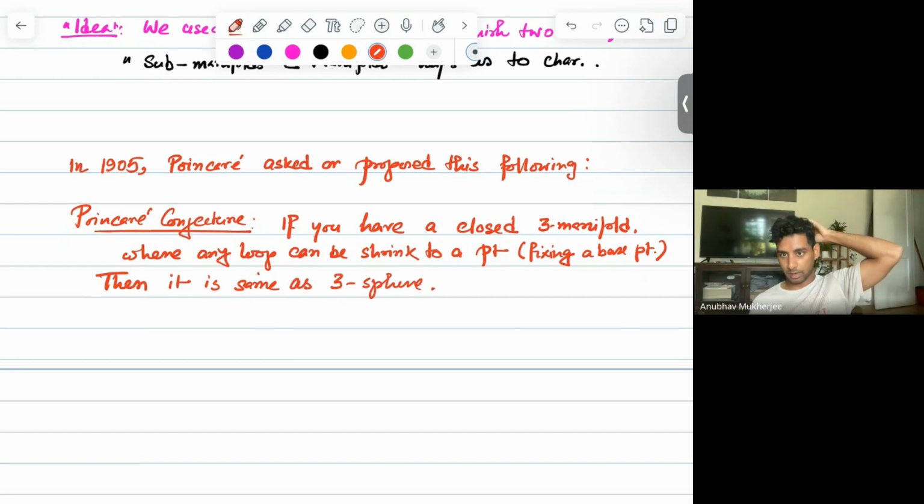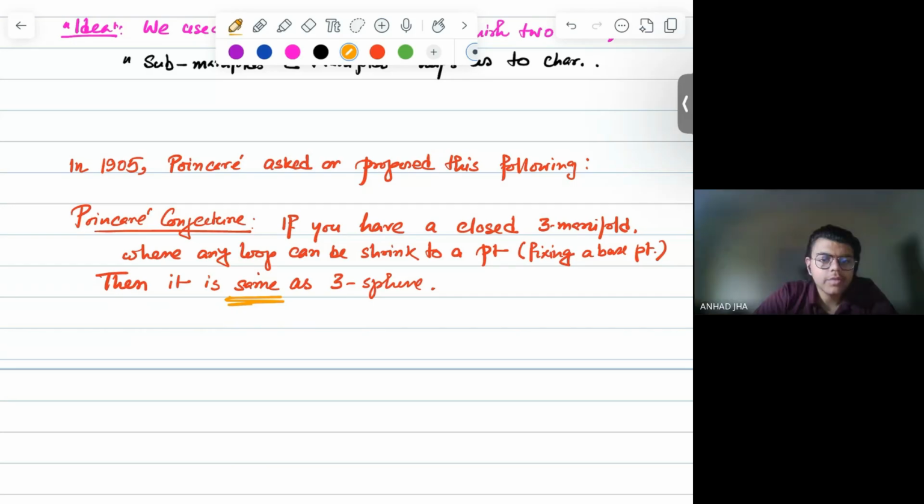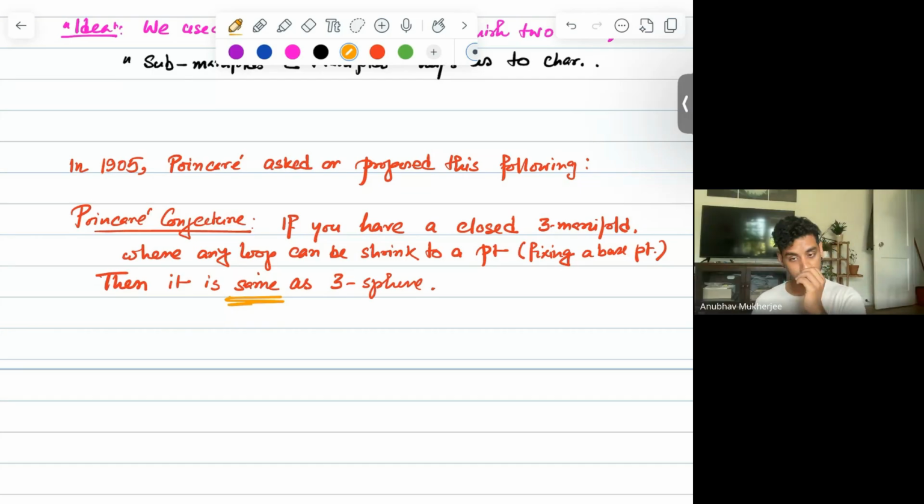Let me define things more precisely now. What is the meaning of same? You can see that there are various terms: what is the meaning of being same, or what is the meaning of loop. But again, does anybody have any question regarding the statement of what I wrote here? Is it only for three manifolds or is it for n-dimensional manifolds? I'll come back to that question. But the original question was only for three manifolds.